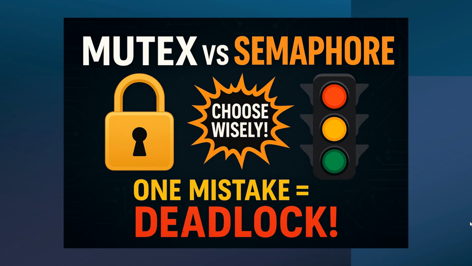Hey, welcome. In this 2-minute session, we are decoding a classic confusion, semaphore versus mutex. Both are used in multi-threaded systems, but the way they work and the impact of choosing the wrong one is really very huge. Let's break it down fast and clear.